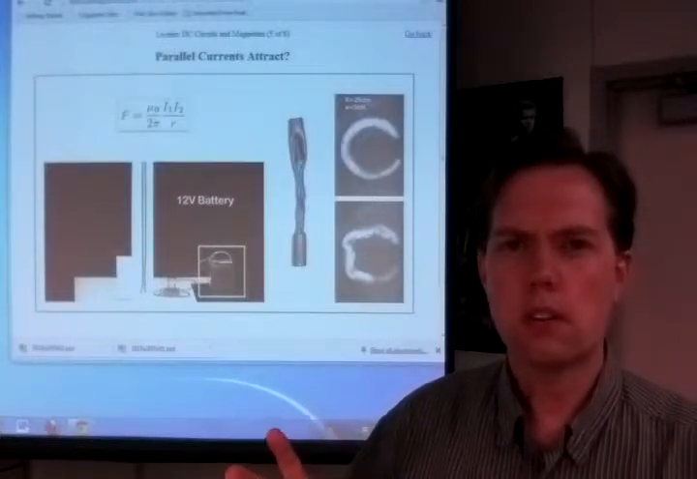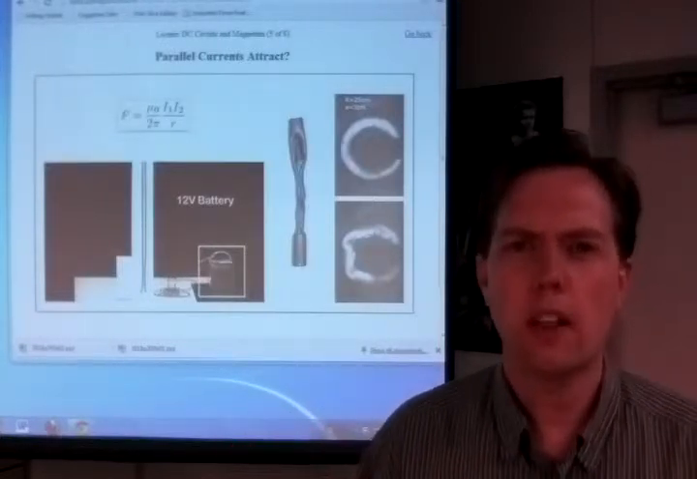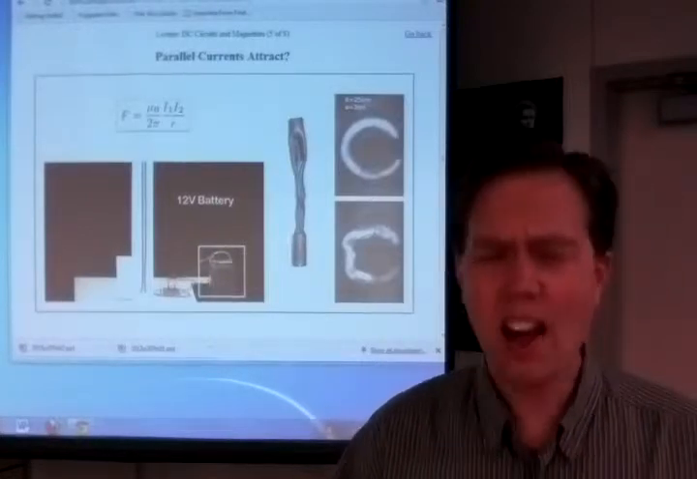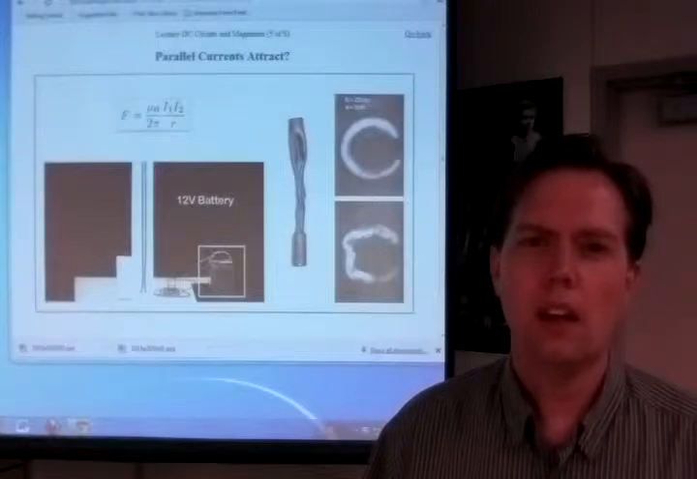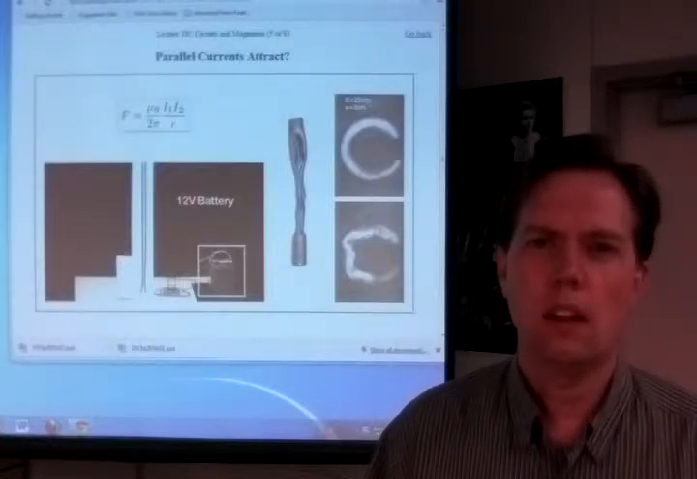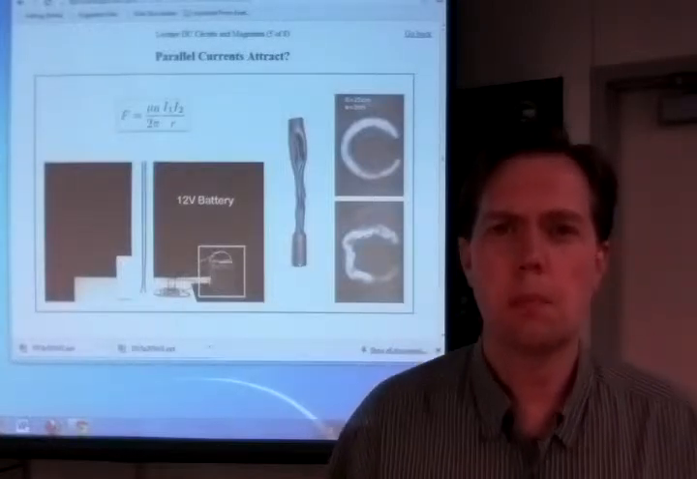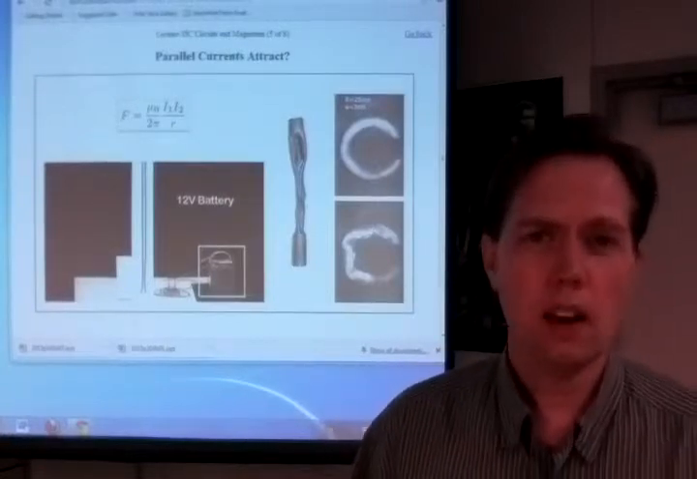The force that pulls those two wires together is not electrical in nature. It's something new. And therefore, it's impossible to anticipate. We call it the magnetic force.